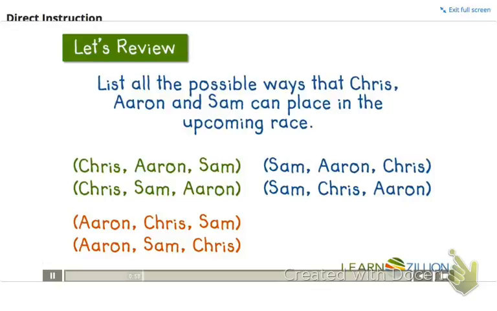Organized lists are a really great way to organize our thoughts and list all the possible combinations. And we're assuming that no other factors like skill or stamina are coming into play. Now we can quickly see that there's 6 possible outcomes, and then we can find the probability of a certain placing.